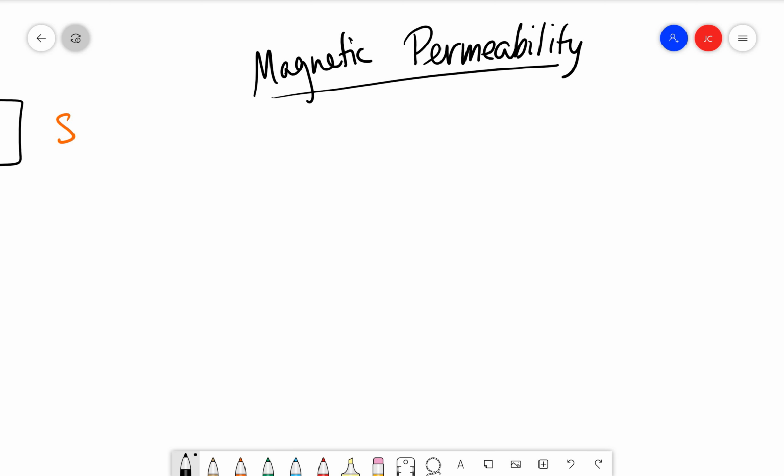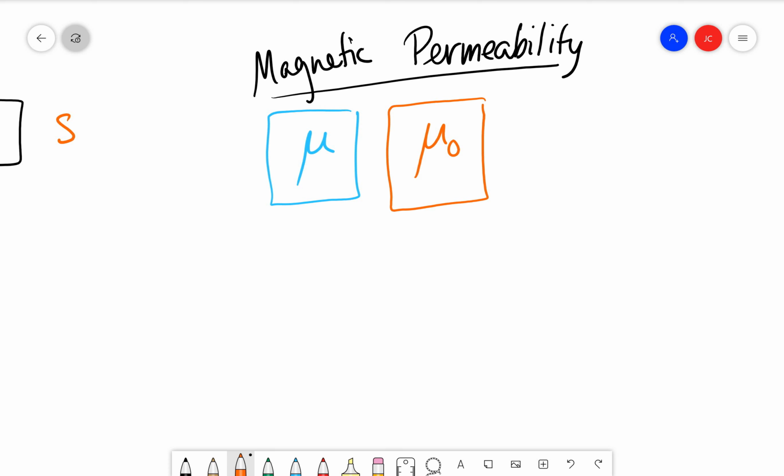Magnetic permeability uses the letter mu, which we've seen before referring to friction, but now it refers to magnetic permeability. And there's a couple additional letters. So this is normal magnetic permeability, and it's mu. Now, if you ever see mu with a 0 subscript, this is a specific material's permeability.